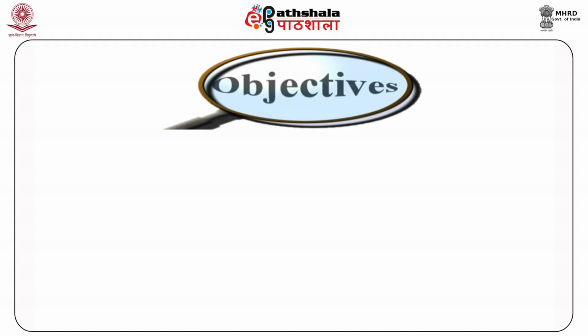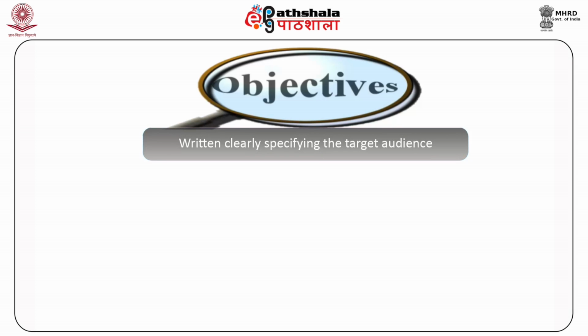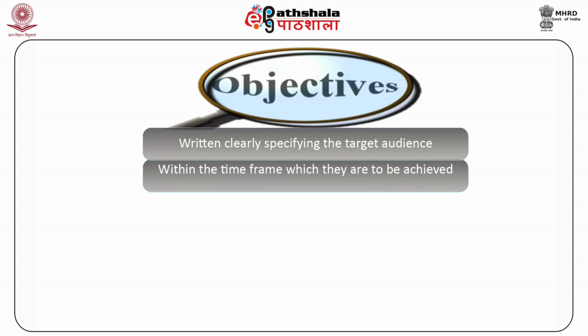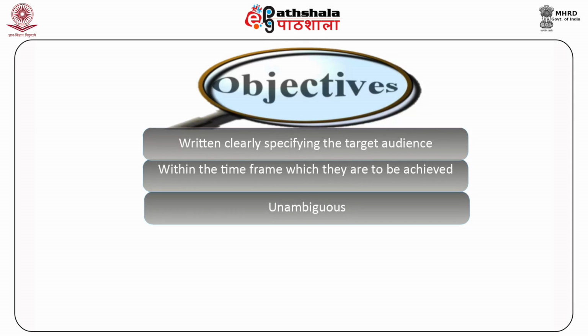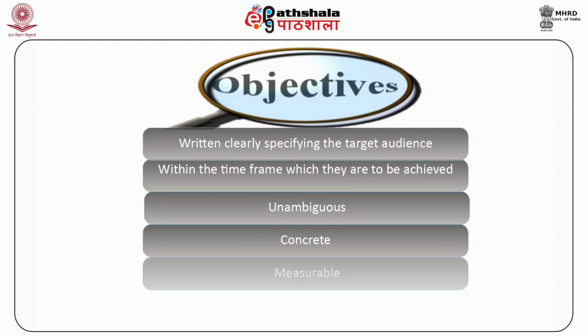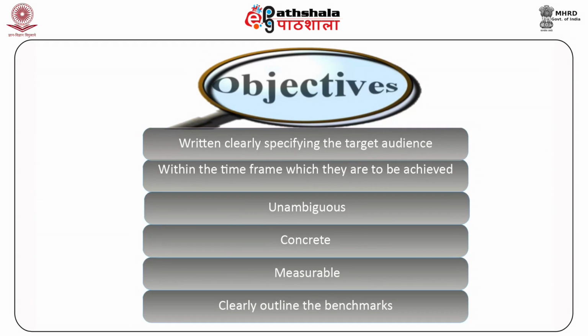The objectives that are developed under these four levels should be written, clearly specifying the target audience and the time frame within which they are to be achieved. Good objectives are unambiguous, concrete, measurable, and clearly outline the benchmarks or the degree of change being sought.